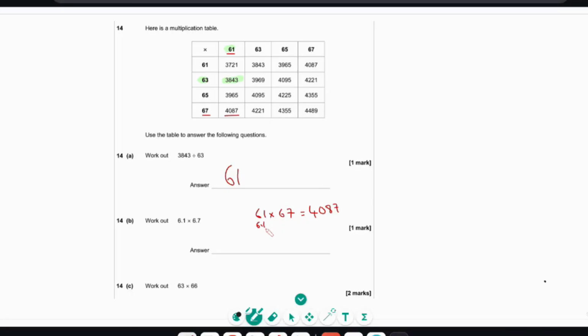10 times smaller, 10 times smaller. We need to make the answer 10 times smaller and 10 times smaller again. So divide it by 100, 40.87.